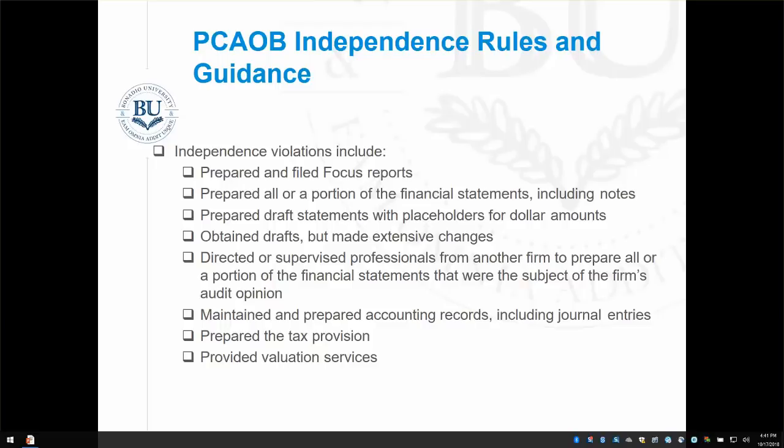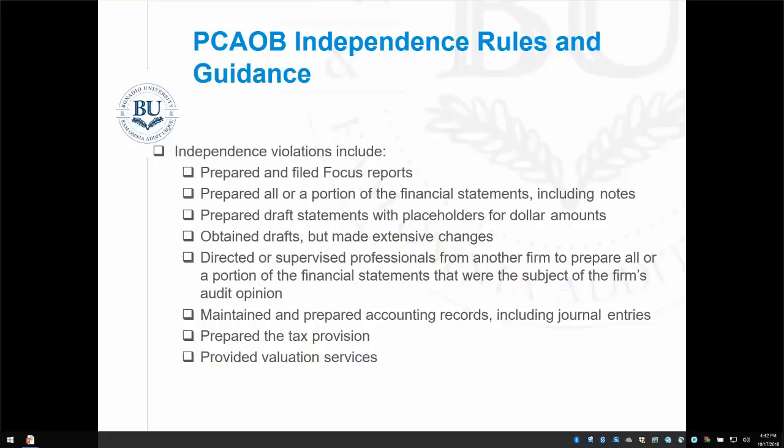I think the other thing here too is the bullet here, obtained drafts but made extensive changes. So maybe the client prepared, quote unquote, the financial statements, but we went through and did all this formatting and all of these added footnotes and put in dollar amounts. Again, that's too close. That's an independence violation as well. Also on here, providing valuation services we talked about, and then preparing the tax provision. We can't prepare the tax provision because we're, in essence, auditing our own work. So these are all, just keep these in mind from what we can and cannot do from independence rules.